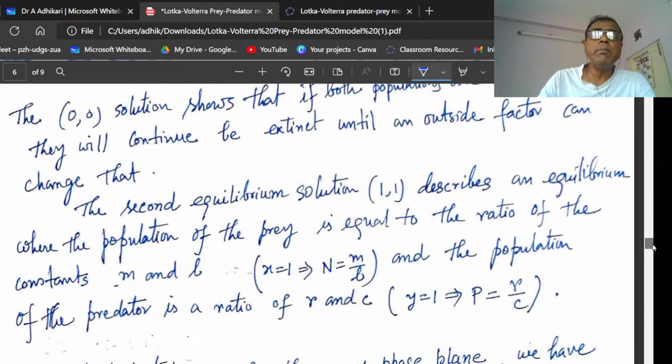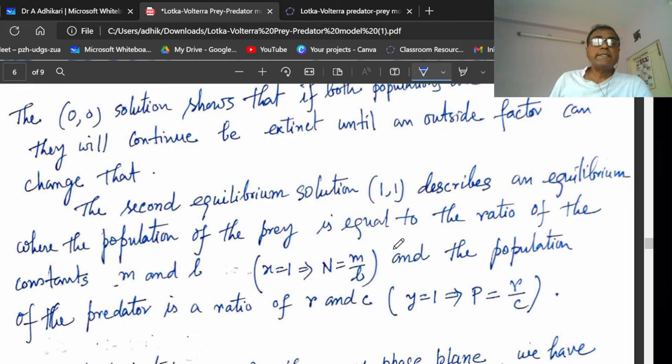And the second equilibrium solution in the xy plane, that is (1, 1), describes an equilibrium when the population of prey is equal to the ratio of the constants m and b. That means x equals 1, that means n equals m by b. And the population of predator is the ratio of r and c. That is, when y equals 1, that means p equals r by c.